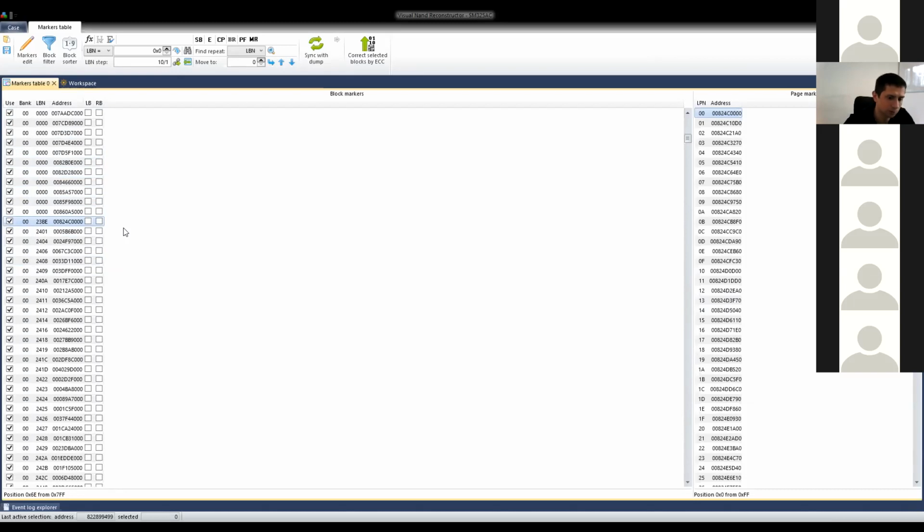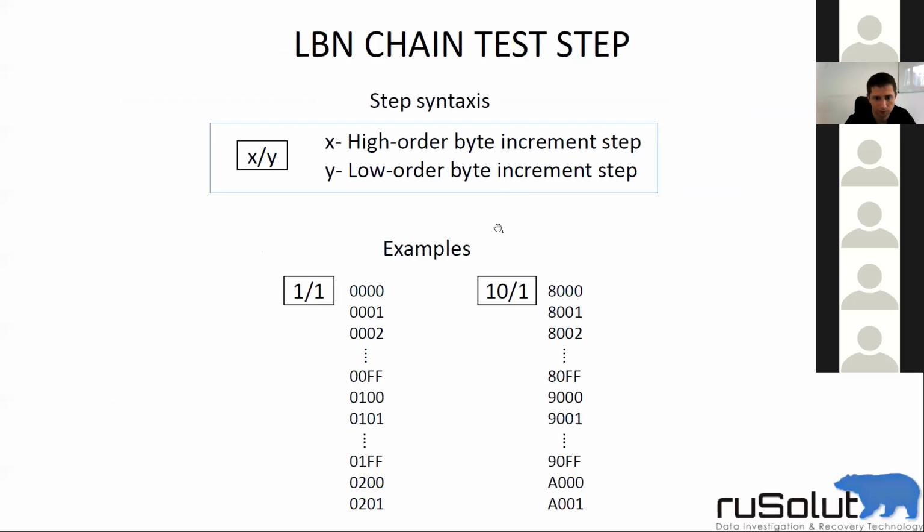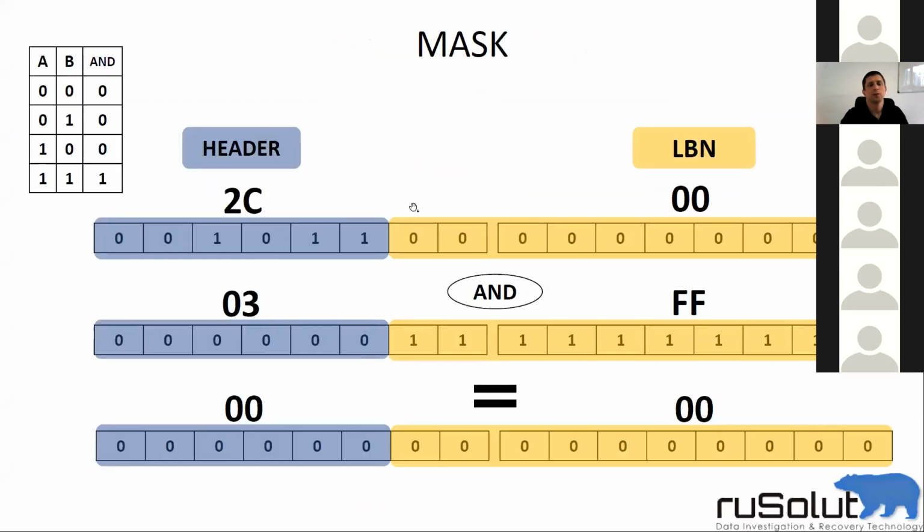And this happens because of the next thing. Sometimes, especially the old SM controllers, they use 2 bytes for LBN and for header. So 2 bytes, it's 16 bits, and they use 10 bits of those 2 bytes for the LBN, and the first 6 bits they use for the header.